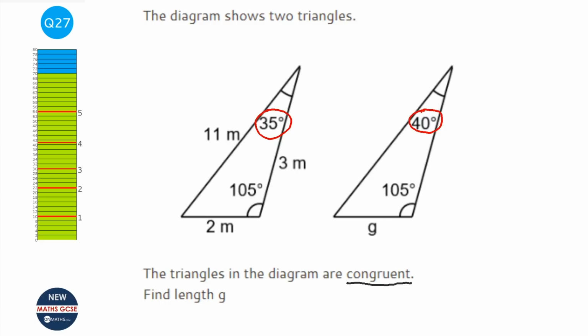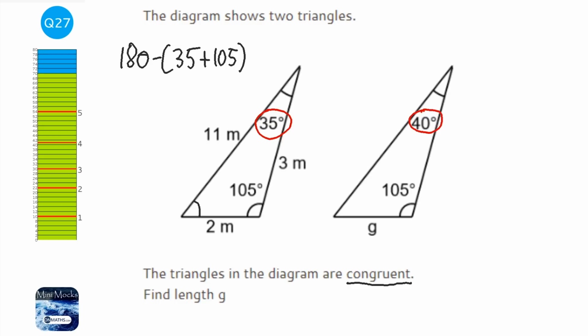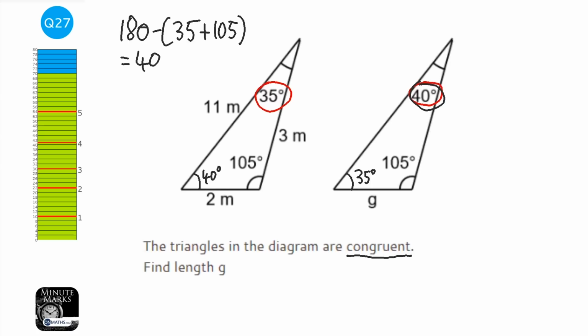However, if you work out what this angle is, well, this is going to be 105 plus 35 and then take that away from 180. So it'd be 180 take away 35 plus 105. Now 35 plus 105 is 140, and so that's going to equal 40. So this angle down here is 40 degrees, which is the same as this angle here, and similarly this angle here is 35 degrees. So these triangles are not the same way up.